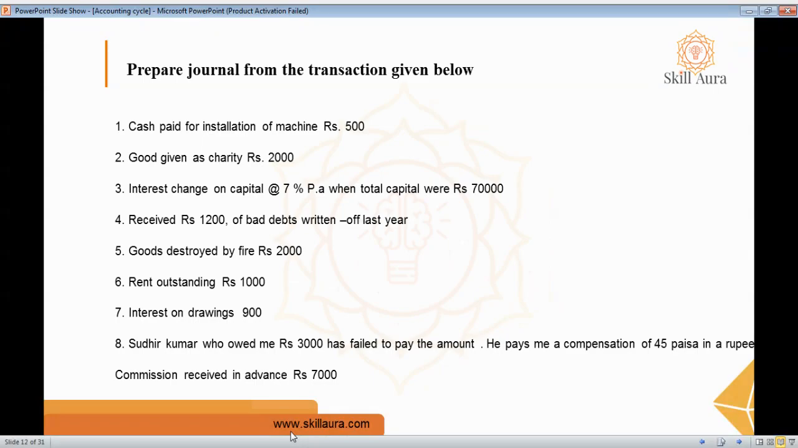So let's prepare a journal for the transactions given below. First, we have to understand all the transactions given, so it will be easily identifiable what type of transaction and what type of entry it is. Let's go one by one.